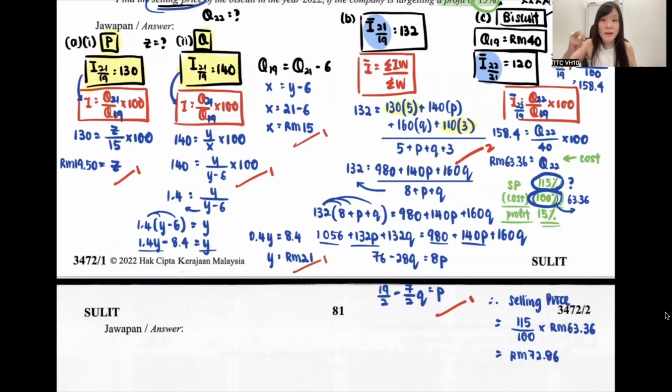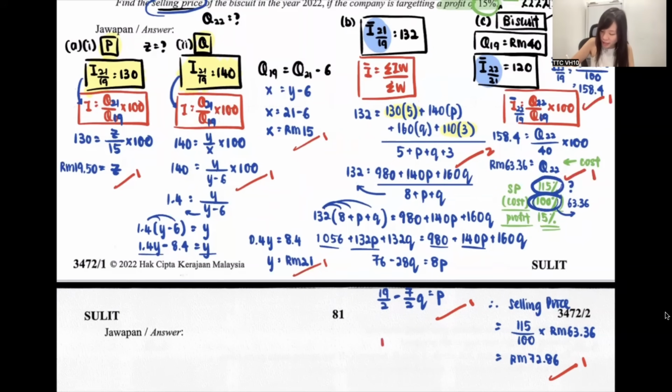Because it's money, please write nicely. I don't know why they only give you 3 marks, but it only is worth 3 marks. So this one is worth 1 mark. Getting 63.36, 1 mark. Getting 158.84, 1 mark. This question is worth 10 marks. Ta-da! That is such a good one.